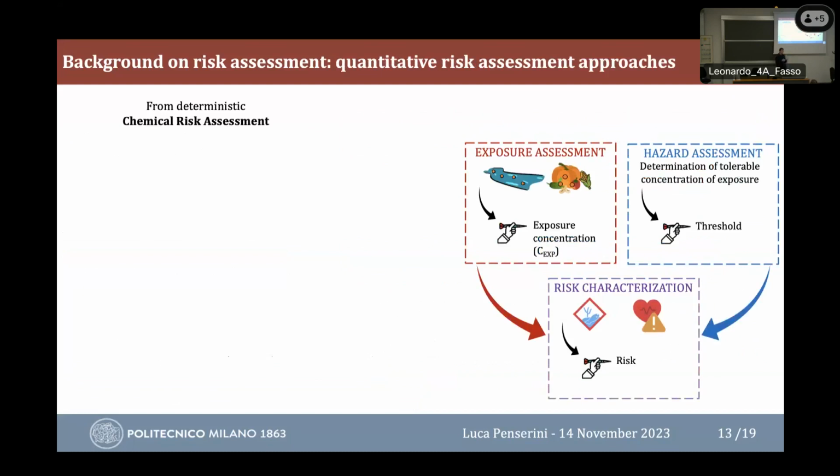So the next step is to deepen the chemical risk assessment. Typically, the risk assessment is articulated in 3 steps. So we have an exposure assessment, and this is valid both for human health risk, but also for the environment. The exposure assessment is aimed at quantifying the exposure concentration. It could be the surface water concentration if I'm looking at the environmental risk, or the crop concentration if I'm looking at the risk due to crop consumption.